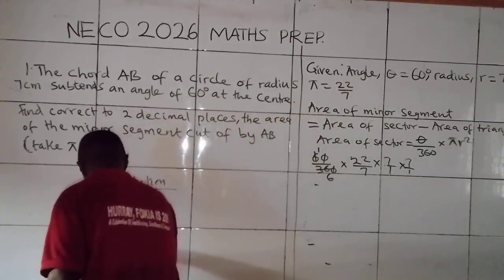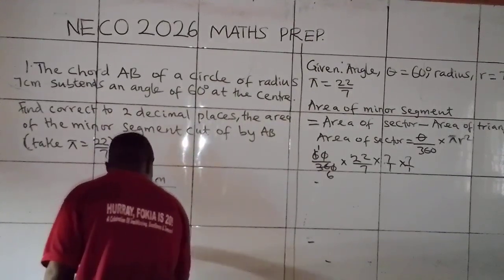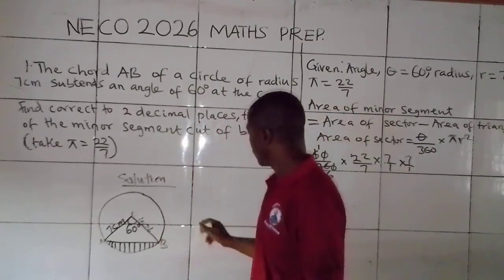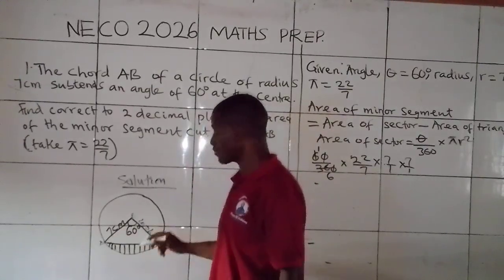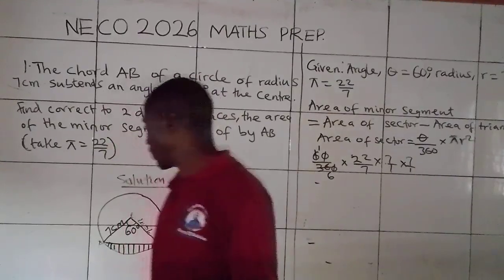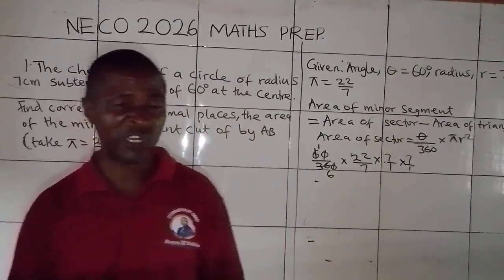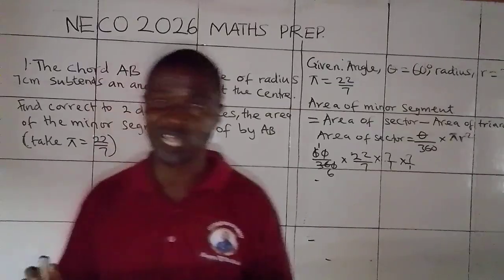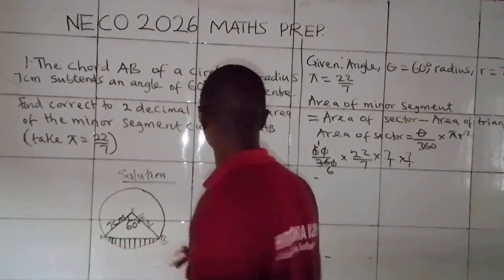Now, I make this as our A, O, then B. Now, you can see that in this diagram we have a circle together with a minor segment and a triangle, that is an equilateral triangle. What I mean by equilateral triangle is that an equilateral triangle is a type of triangle that has all its 3 sides equal.